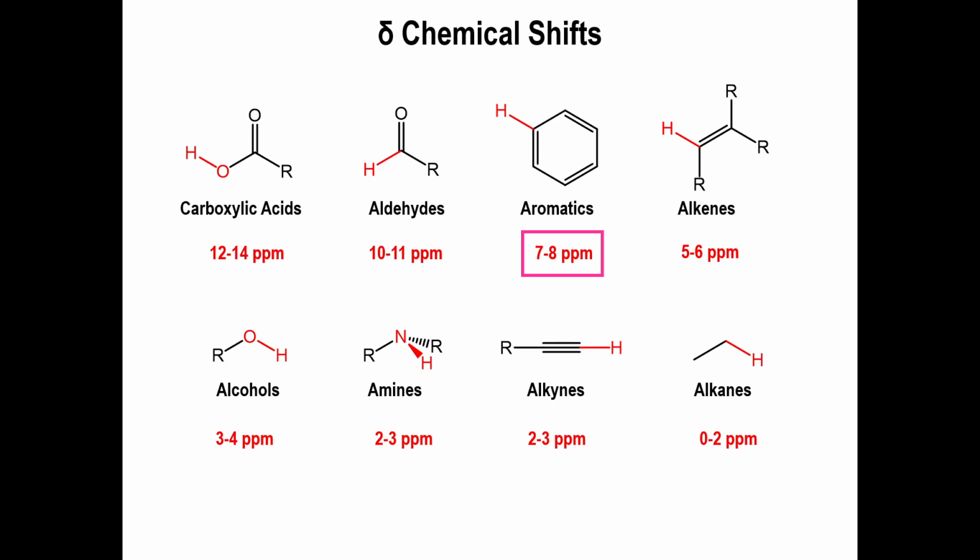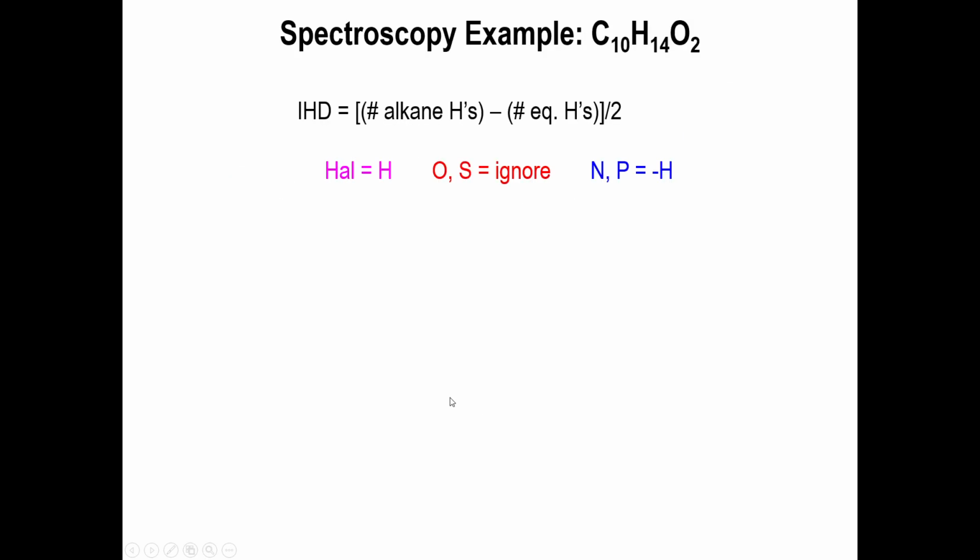The amines tend to fall around 2 and 3, but also the alcohols tend to move about a little bit more. Alkynes 2 to 3, and then your alkanes 0 to 2, just to give you an idea. So an example of this: let's say that we did the mass spec, and from that we determined that we have a molecule that has 10 carbons, 14 hydrogens, and 2 oxygens.